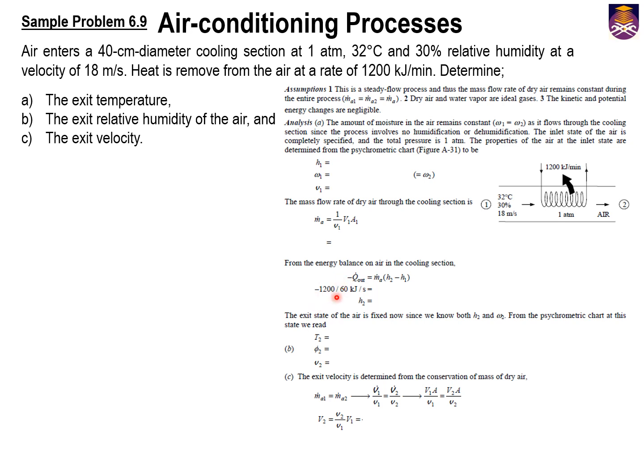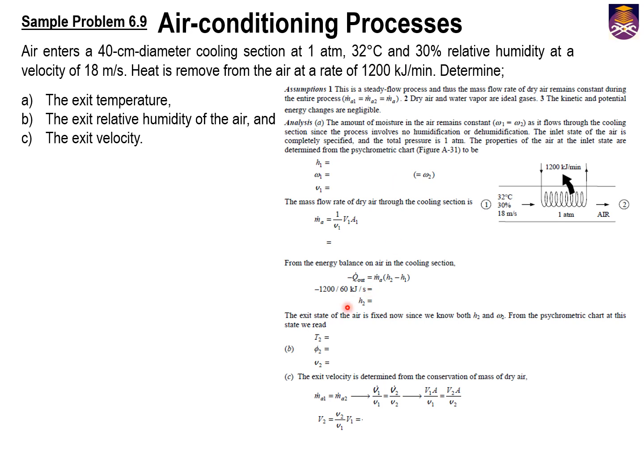All right. So this is given to you in kilojoule per minute. We need to change this to SI. So we will then change this to kilojoule per second by dividing this by 60. So that is how you change kilojoule per minute to kilojoule per second, because 1 minute is 60 seconds.